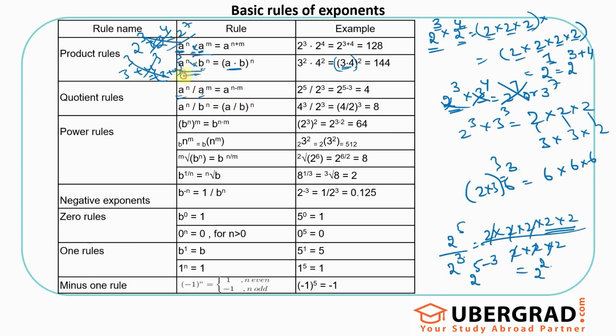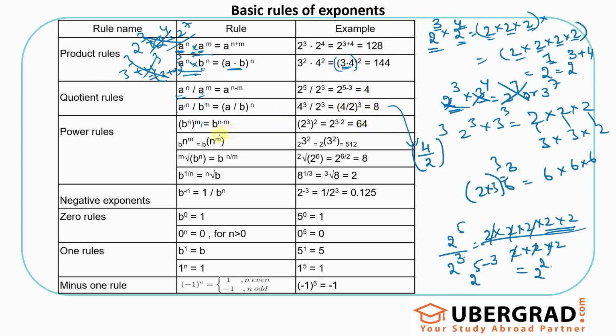Similarly, like how we did before, when the powers are the same but bases are not the same, if I'm dividing them I can combine the division: a by b whole power n. 4 power 3 by 2 power 3 is 4 by 2 whole power 3. That's what it says. So that's going to give me 2 power 3, that is 8 is the answer.